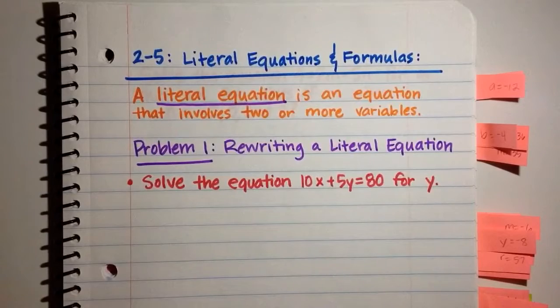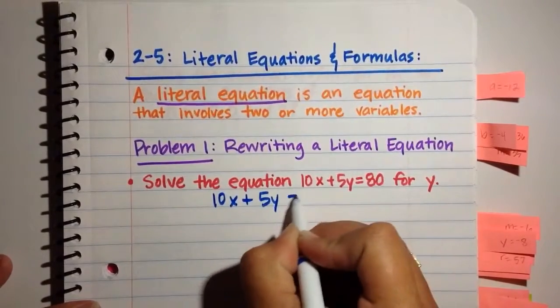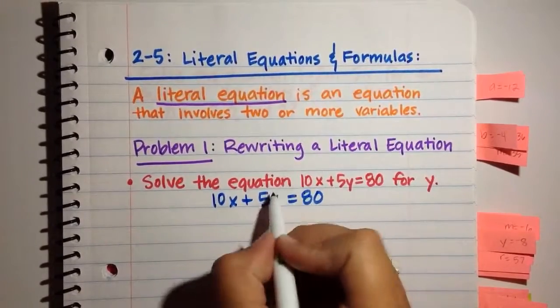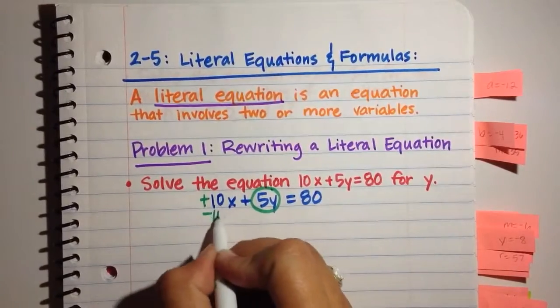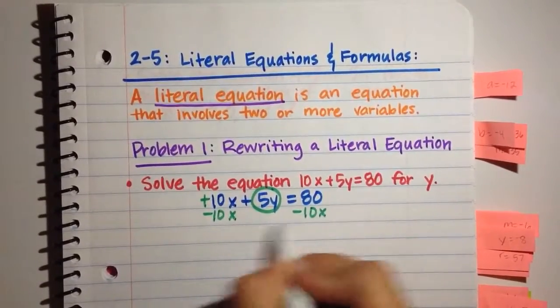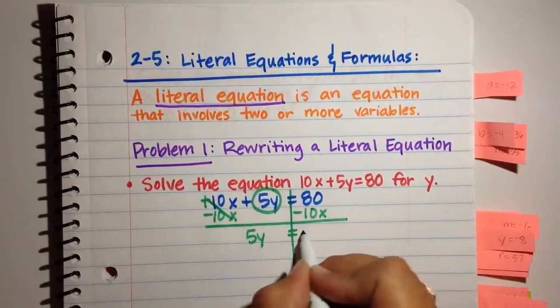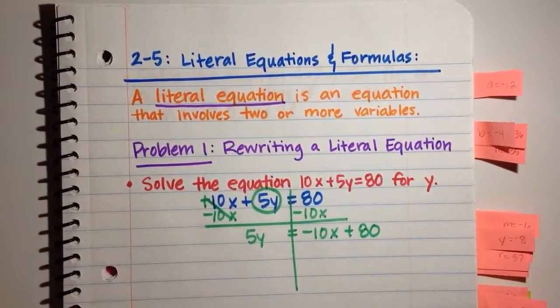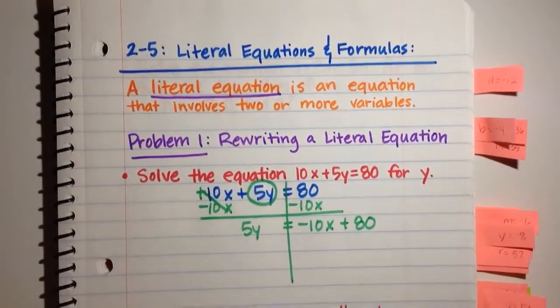So we're going to solve the equation 10x plus 5y is equal to 80 for y. So I'm going to circle the term that contains y. What's happening to it? It's adding a positive 10x. So we're going to subtract 10x. That leaves 5y is equal to negative 10x plus 80. And I just always like to leave the term that has the variable first and your constant be last.